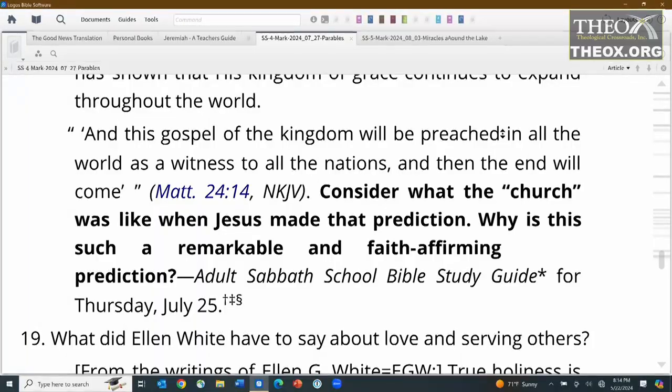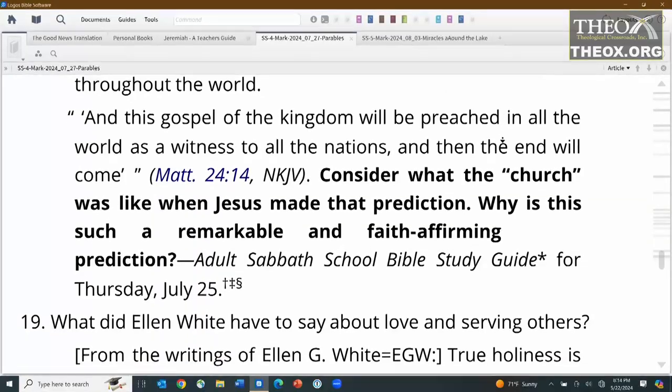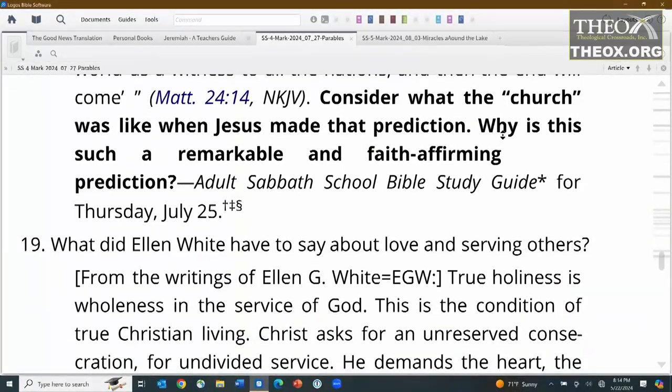Why is this such a remarkable and faith-affirming prediction? Yeah. You know, he's speaking to 11 disciples. Judas has already left them. And he says, you're going to take the kingdom to the whole world. What if I said to you, there's 5 of us. We can take the gospel to half a world. And you're going to look at me like, what kind of craziness are you talking about here? The internet, we can take it to the whole world. Well, that's a little different now.